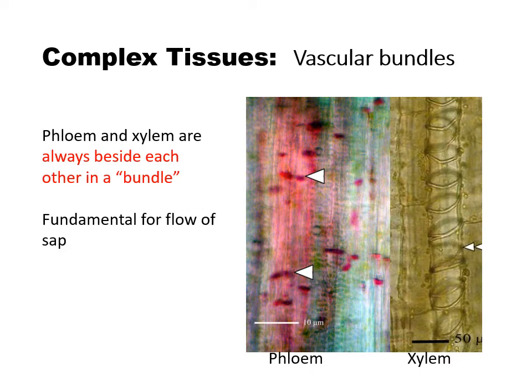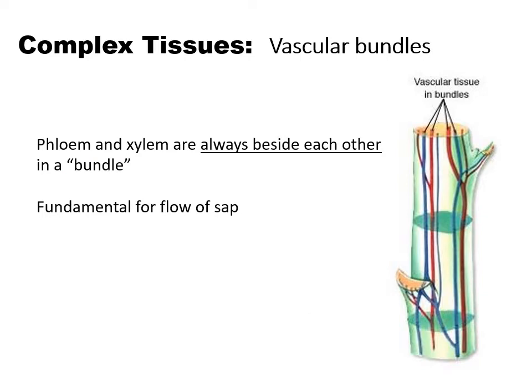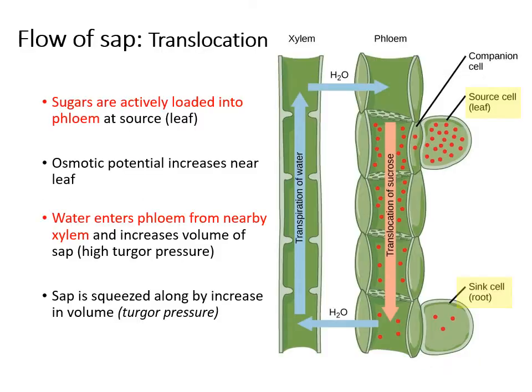Phloem and xylem are always beside each other. Always beside each other. And this is where we go back to why I said we use so much water in plants. It's fundamental to the flow of sap. That's the critical function here, right? So the idea is sugars are in the phloem and they're flowing up and down and left and right and everywhere. And xylem have water going from the bottom to the top all the time. They're always beside each other.